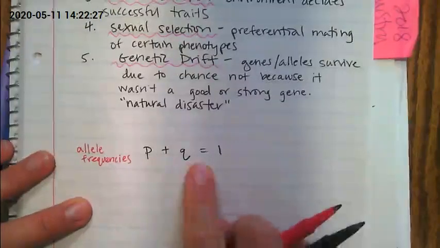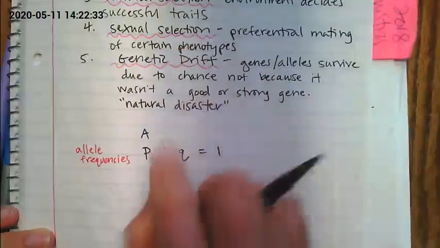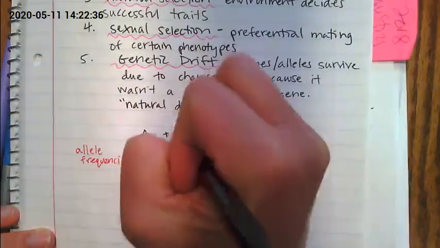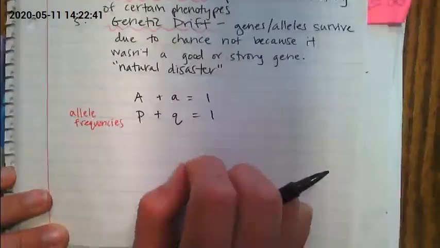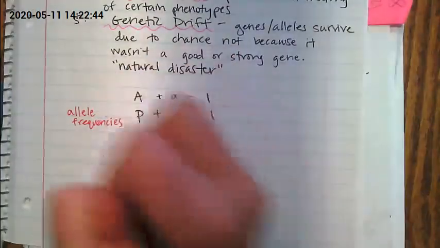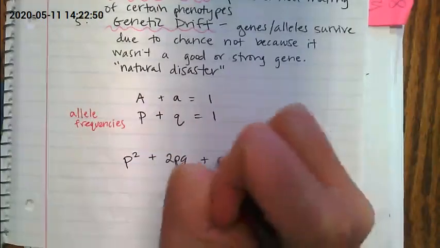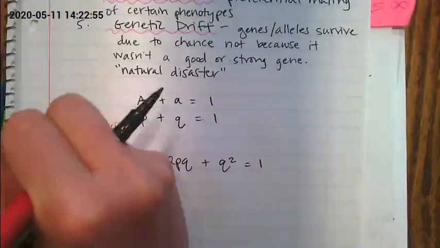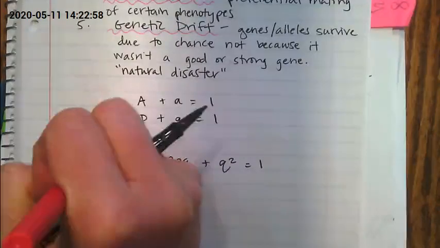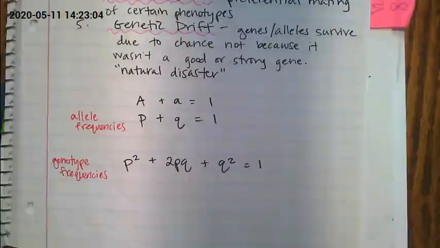This is called P plus Q equals 1. P stands for the dominant allele, and Q stands for the recessive allele. Okay, so this is your dominant, this is your recessive. All right, there's a second formula, P squared plus 2PQ plus Q squared equals 1. This is for our genotype frequencies. This is how we can get our genotype frequencies.